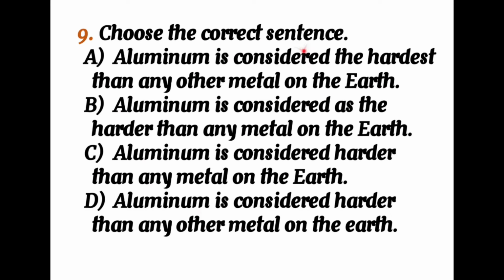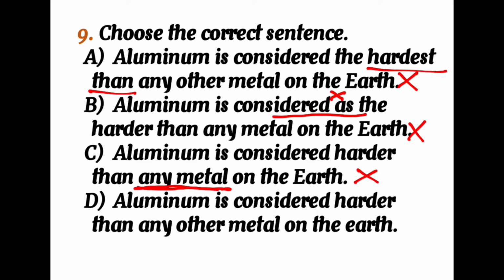Next is choose the correct sentence again. Aluminum is considered the hardest, right? The hardest then. Can we say hardest then, the superlative degree and then than? No, not possible. Aluminum is considered as. There is a problem. We can't say considered as. Regarded as, correct. Considered as, no, not possible. Aluminum is considered harder. Yes. Then any metal, right. There is a mistake. Any metal, no. Any other metal, right? And all these things have been corrected in the last sentence.